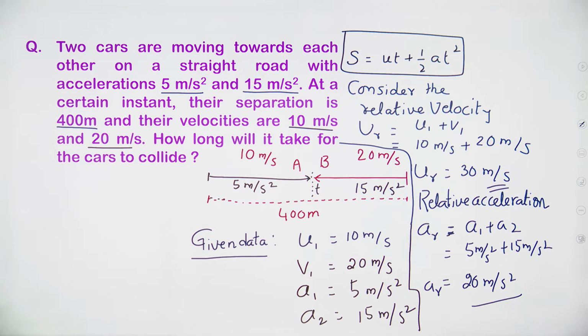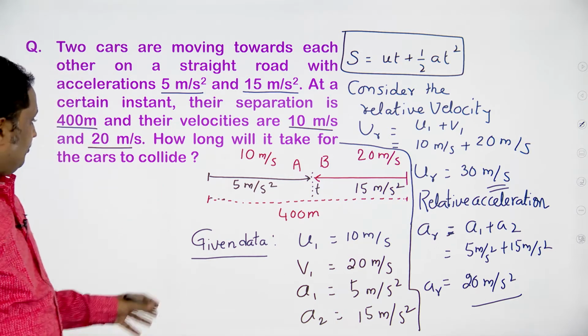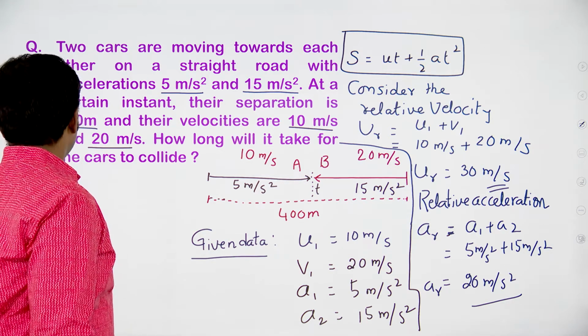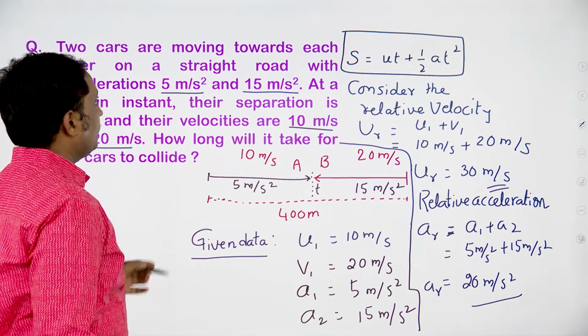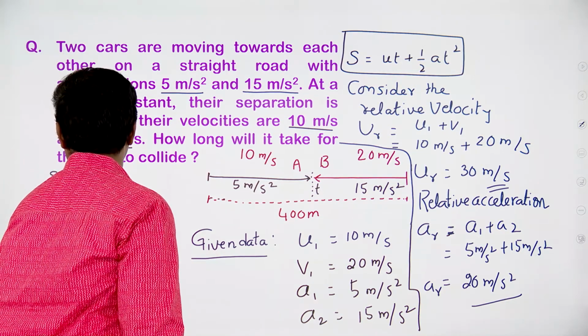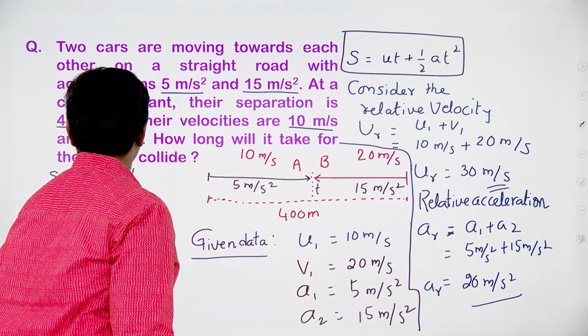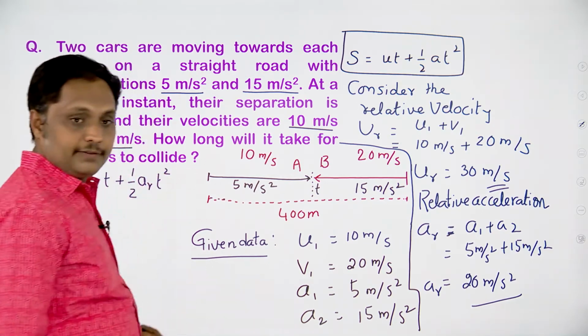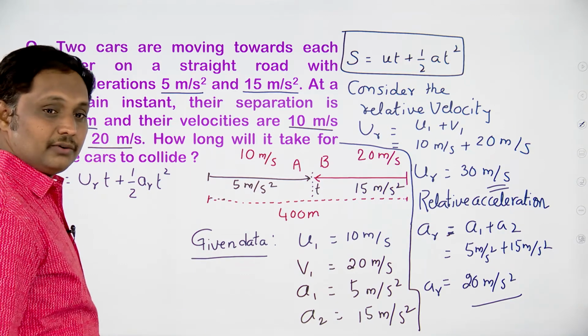Okay, right. Let's go for that. You have to take this one. Let us use this space which has some area. So we would like to go for S is equal to UR T plus 1 by 2 AR T square. This is very clear. We would like to go for that.